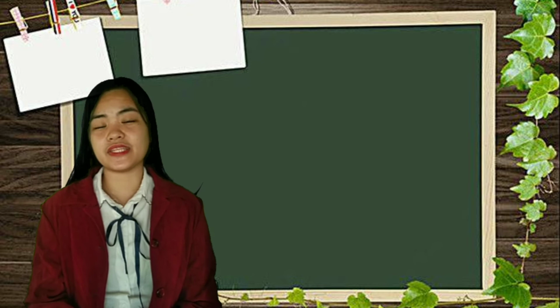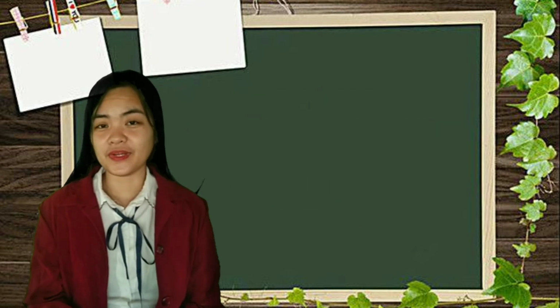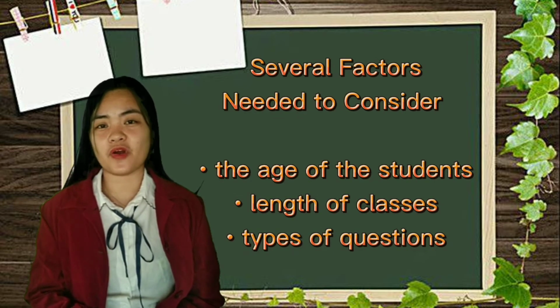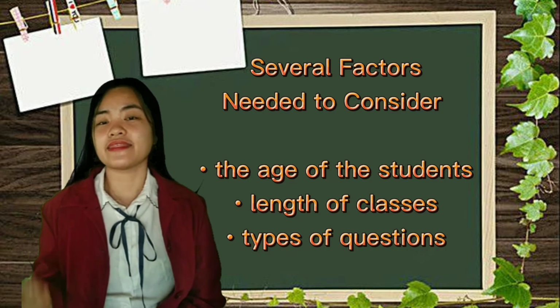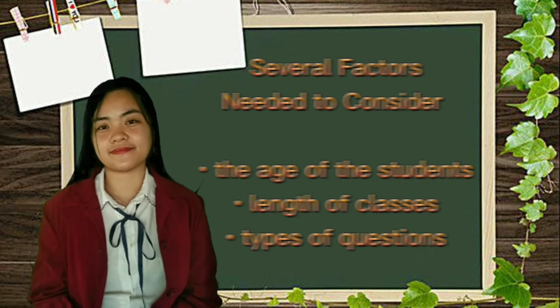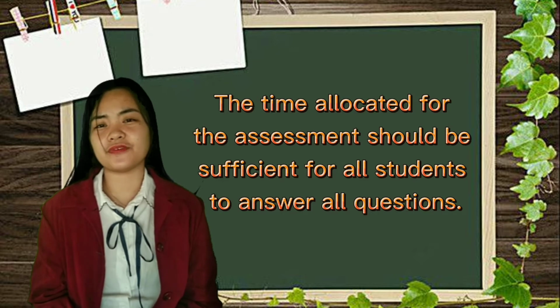The next step is to determine how many separate assessments will be given and how long each one will be. There are several factors that we need to consider in this part: the age of the students, the length of classes, and the type of questions. Note that the time allocated for the assessment should be sufficient for all students to answer the questions.